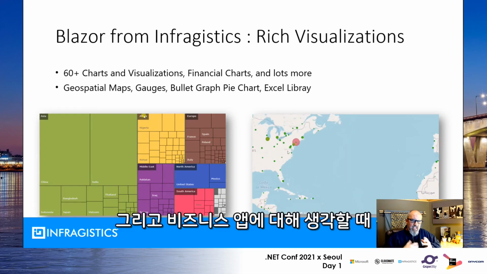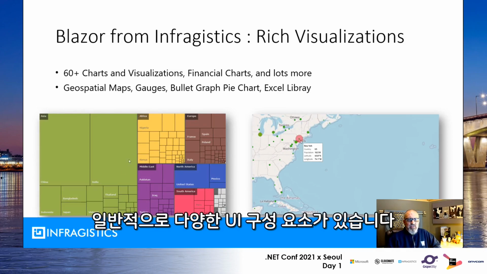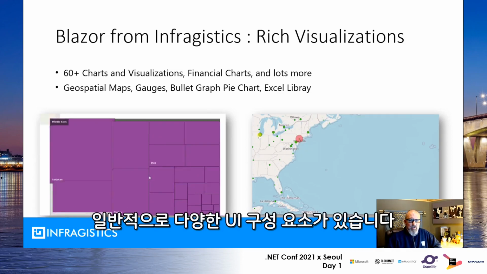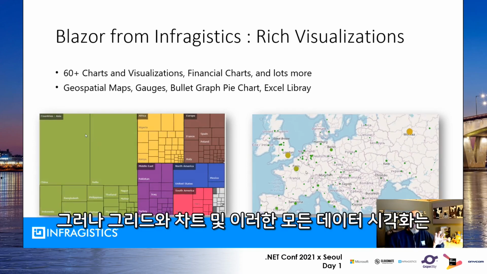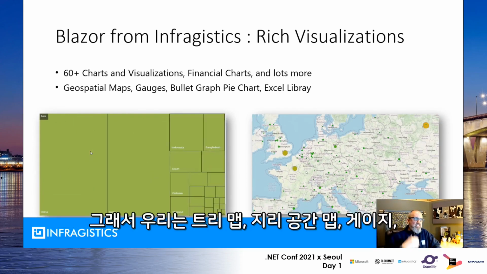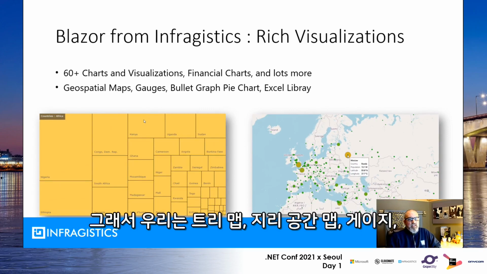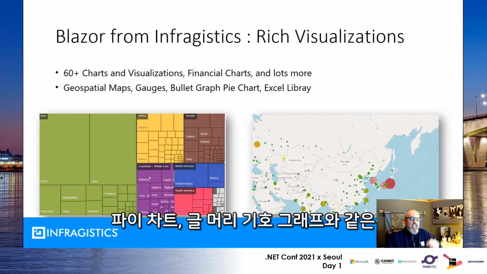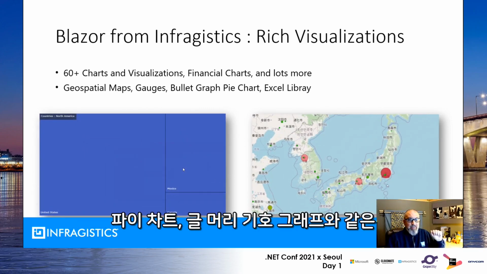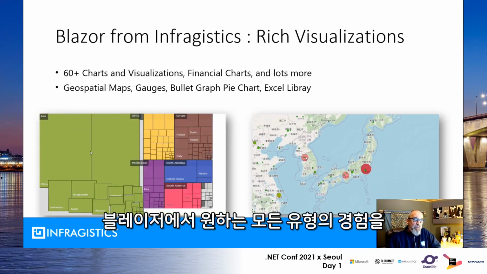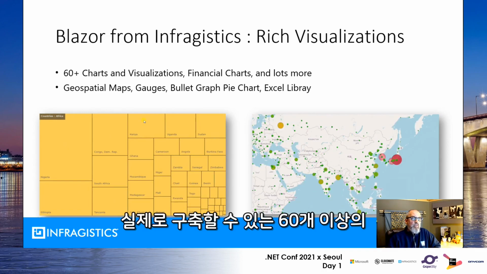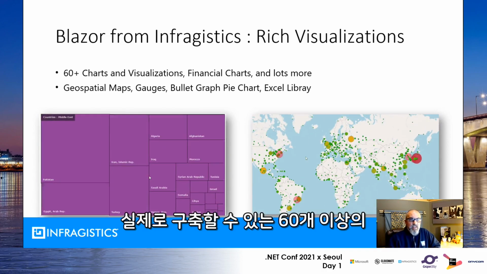And then when you think about any business app, usually you've got a bunch of different UI components, but grids and charts and all these data visualizations end up being very important. So we're continuing to do things around visualizations like tree maps, geospatial maps, gauges, pie charts, bullet graphs. We have over 60 UI components that can let you really build out any type of experience that you like in Blazor.